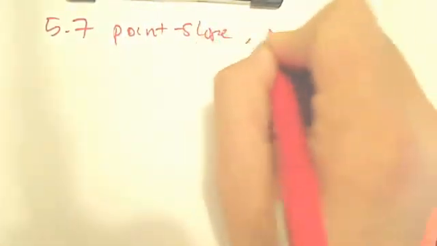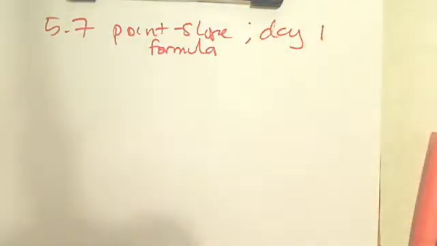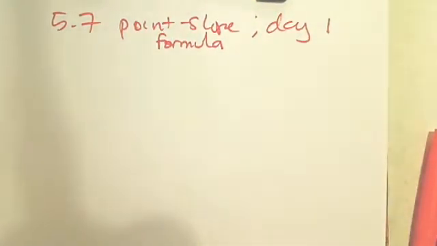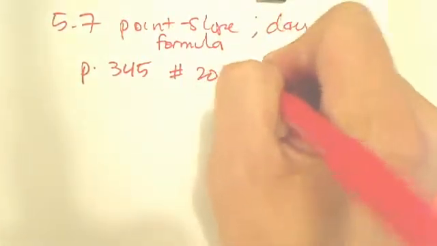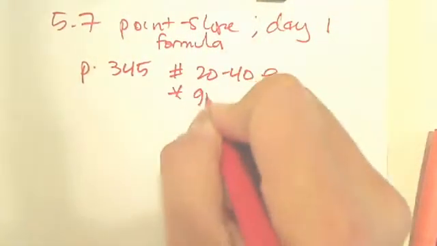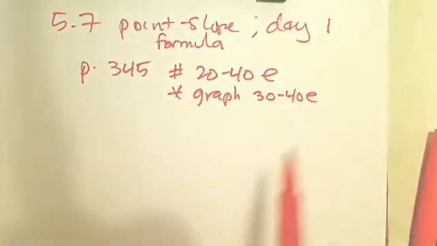5.7 point slope formula, day 1. Your homework tonight is page 345, numbers 20 through 40 even. You're only going to graph 30 through 40 even. So there are 6 problems to graph. That's why you have graph paper. And there are 4 problems on the side, a total of 10 problems.